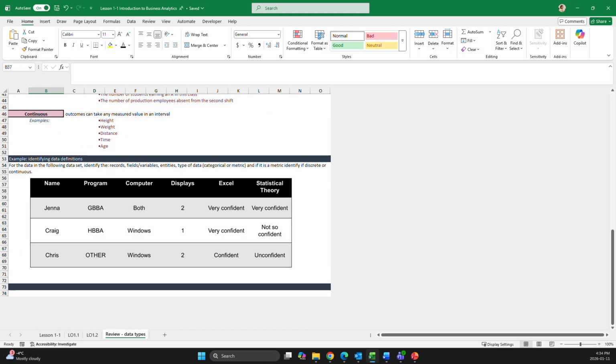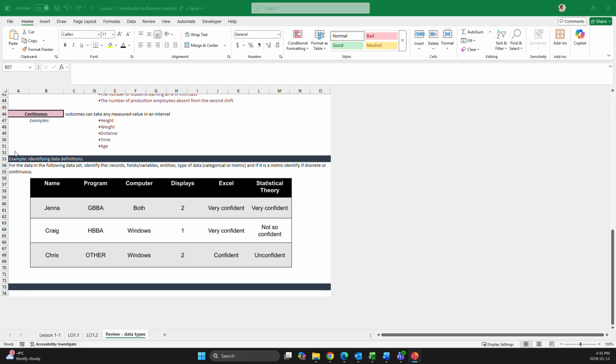So for our final example, I have some fake data on people, program, the type of computer you're using, how many displays you have, so if you have a single monitor or two monitors, is what that means. How confident the person feels in Excel, and how confident they feel in statistical theory. These are just made up values. They're not actually recorded, and the names used, Jenna, Craig, and Chris, are coordinators of the BBA and ACGC programs.